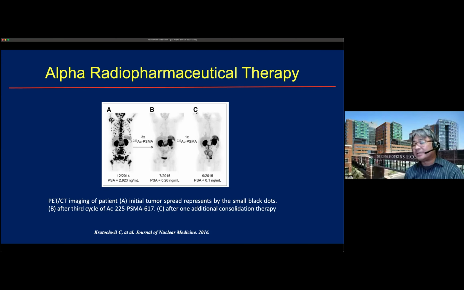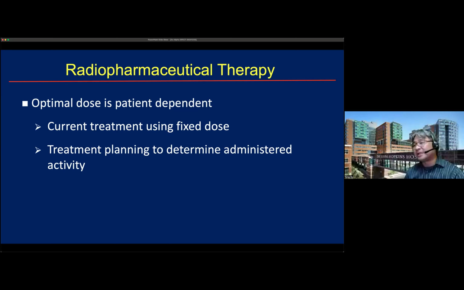So, in order to treat patients more effectively, we need to calculate the dose. However, the current treatment usually gives a patient a fixed dose. For example, for lutetium therapy, people only give a fixed dose of like 200 millicuries, and they don't change this based on the specific patient. However, this may cause a suboptimal dose, either underdosing or overdosing the patient. And in order to have better treatment efficacy, we want to do treatment planning to determine how much activity we want to inject into the patients.